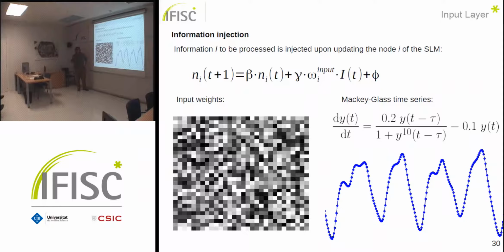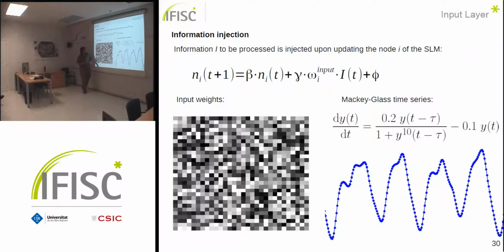Okay. So now we implement the input layer. We have the input weights and the information that we want to process. For example, the input weights are chosen like this. This is a 30 by 30 matrix, so we have one input weight for every node. The values of the input weights are evenly distributed between 0 and 1, randomly chosen. The information that we are going to inject in our system is values of a Mackey-Glass time series.